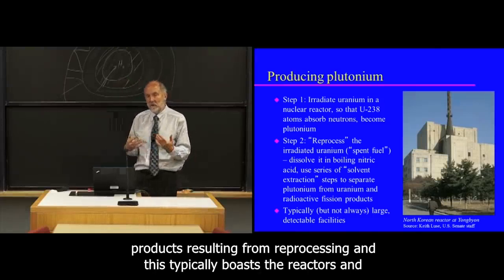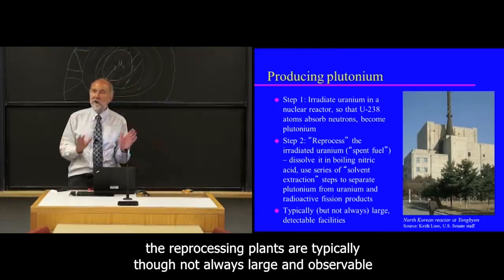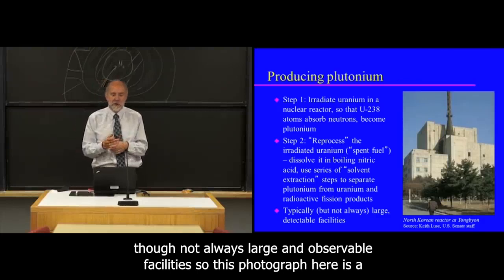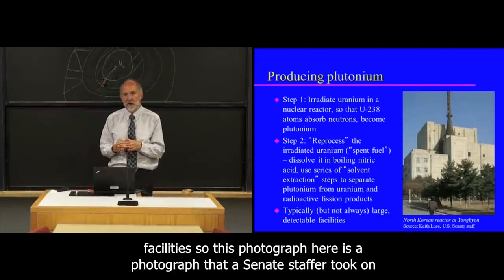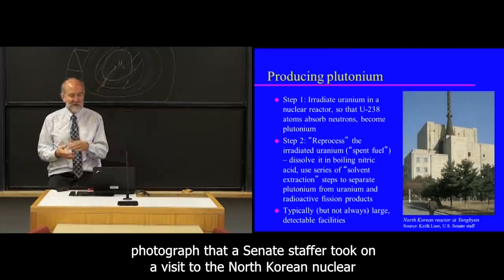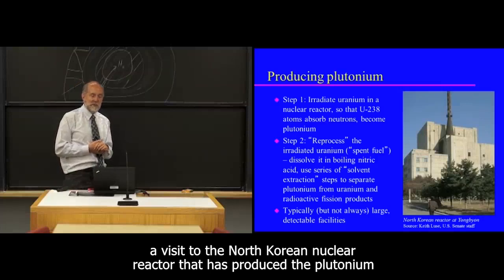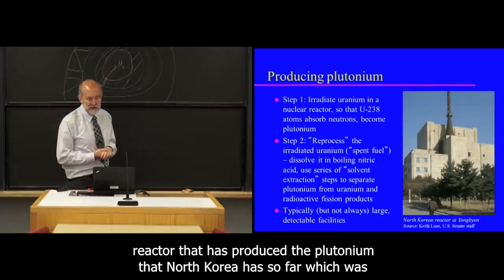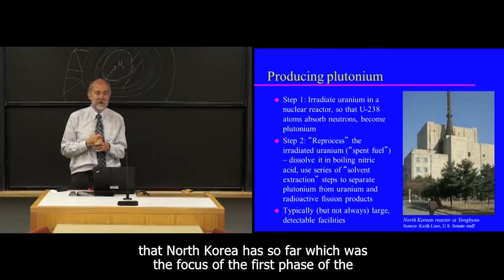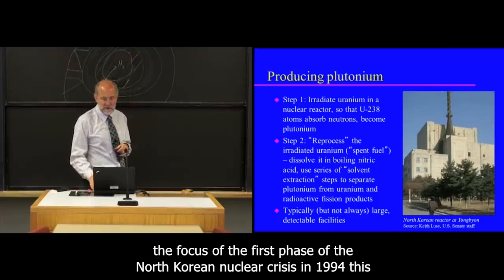And typically, both the reactors and the reprocessing plants are, though not always, large and observable facilities. So this photograph here is a photograph that a Senate staffer took on a visit to the North Korean nuclear reactor that has produced the plutonium that North Korea has so far, which was the focus of the first phase of the North Korean nuclear crisis in 1994.